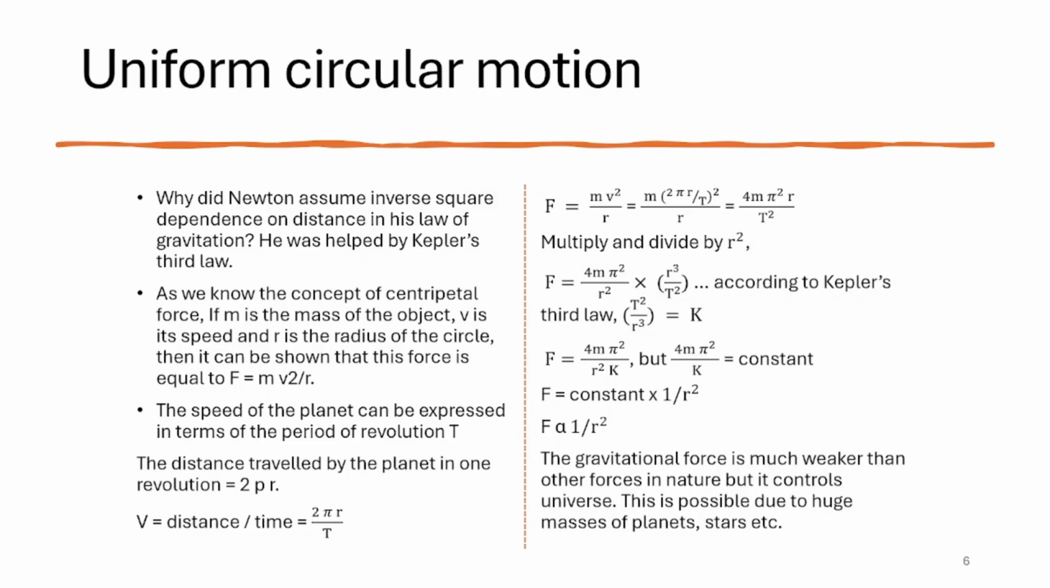Now we will multiply and divide by r square to make sure that we reach Kepler's third law. And as you can see in the next formula, F is equal to 4 m pi square by r square into r cube by T square. As you can notice, it's just the inverse of Kepler's third law. So in Kepler's law, T square by r cube is equal to k, basically a constant. So we will substitute that value. As you can see, 4, the mass of the planet, pi square, and k, which is already a constant. We already know all the values for that. So we'll take this whole term as a constant, and we are left with F, which is inversely proportional to r square.